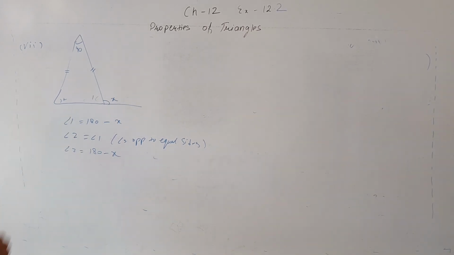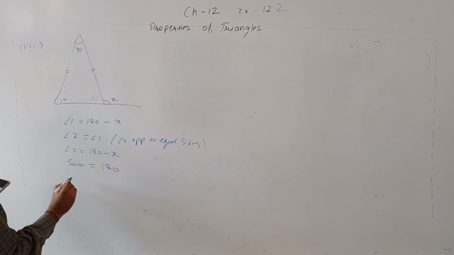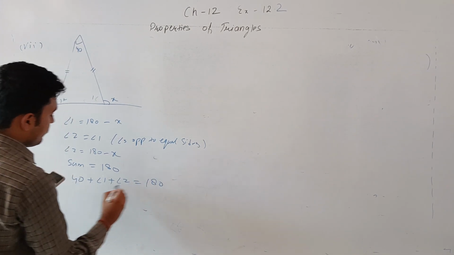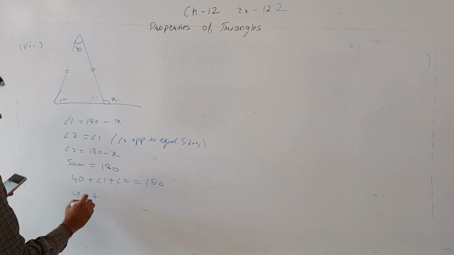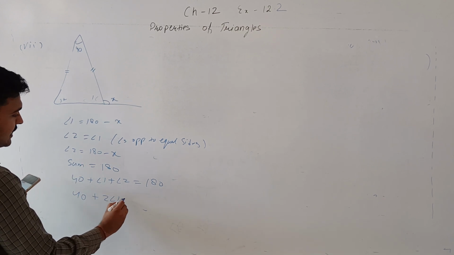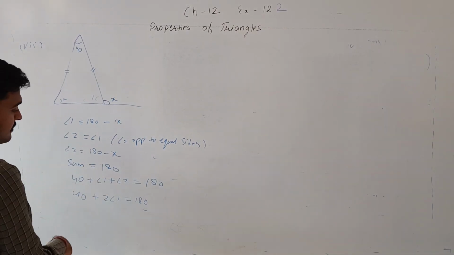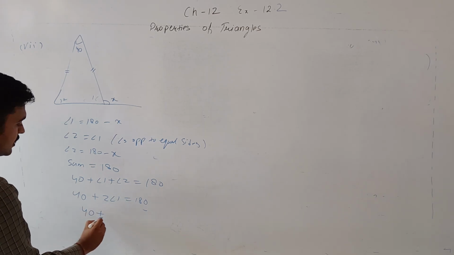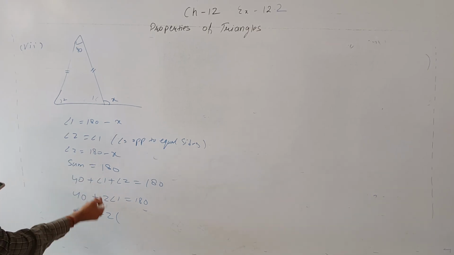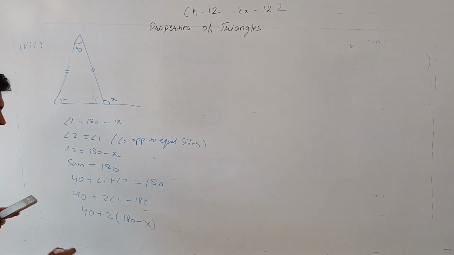And the third angle is 40 and the sum is equal to 180. Sum of all angles is 180, therefore 40 plus angle 1 plus angle 2 is equal to 180. Angle 1 plus angle 2 is equal to 2 times angle 1, because these two angles are the same. So 40 plus 2 times angle 1, and angle 1 is 180 minus x. 2 into 180 minus x comes out to be 180.